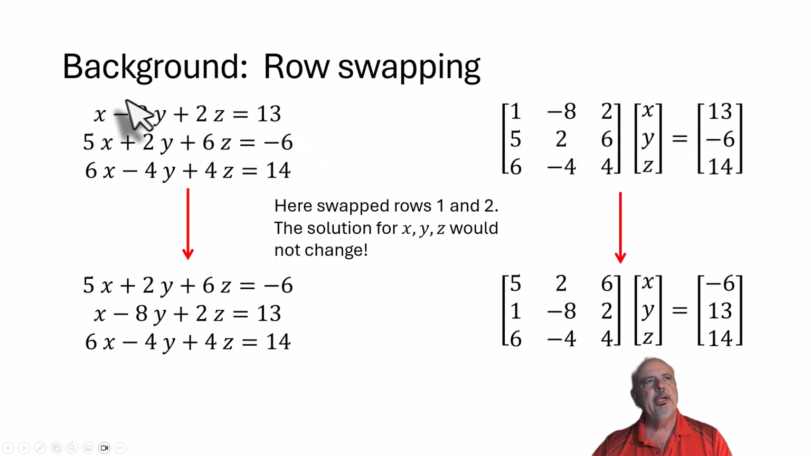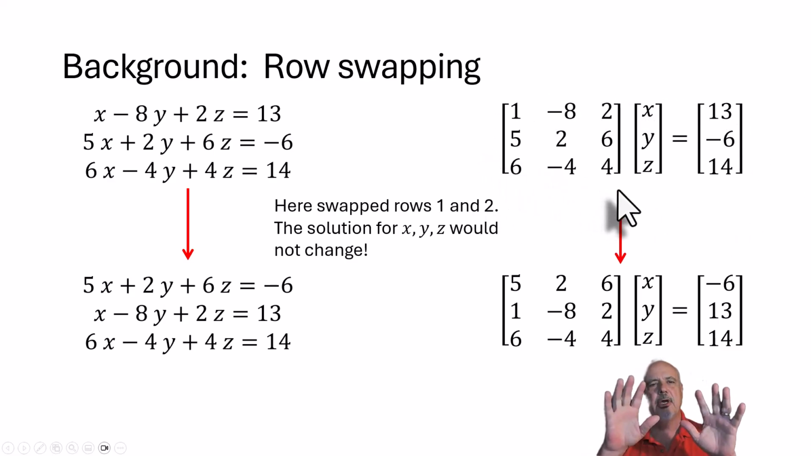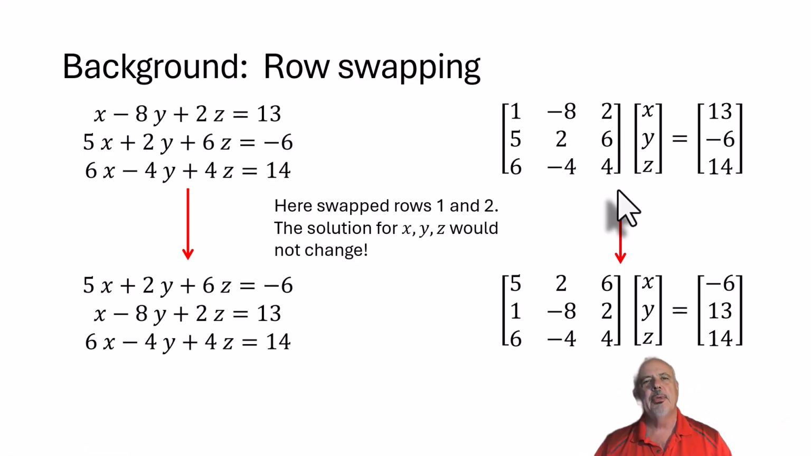So I've got three equations with the x, y, and z scattered about over here. Those are the same as this one matrix equation. I like this representation, and to be honest, I see both of them at the same time. I like to actually just write it in this way.